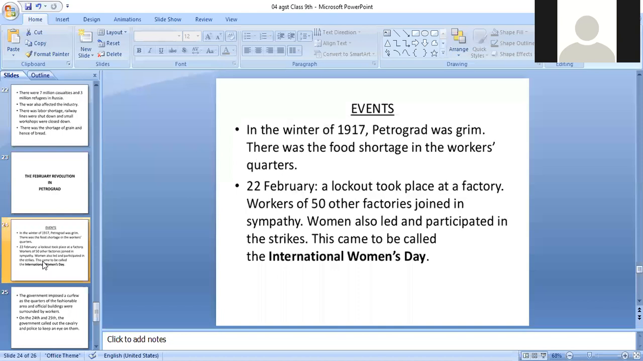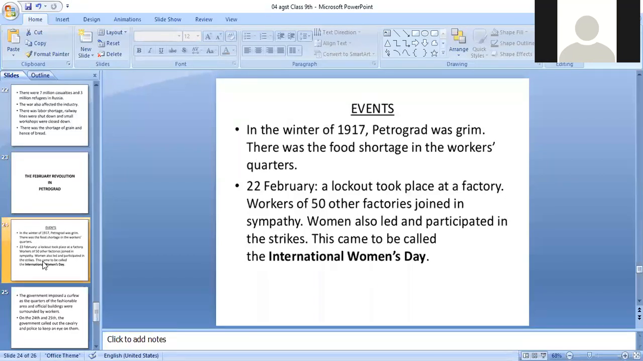There was food shortage in the workers' quarters. The workers' quarters and factories were located on the right bank of the river Neva. On the left bank were the fashionable areas, that is the Winter Palace and official buildings, including the palace where the Duma met. In February 1917, food shortages were deeply felt in the workers' quarters. And the winter was so cold, there had been exceptional frost and heavy snow.